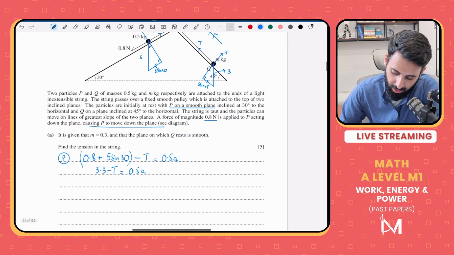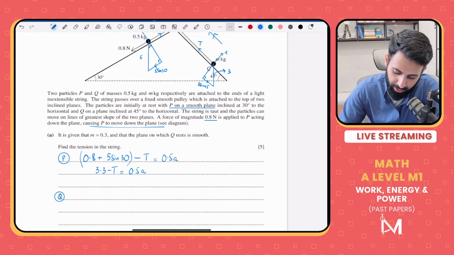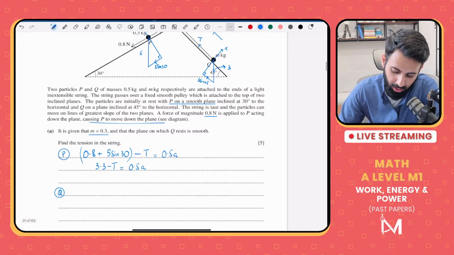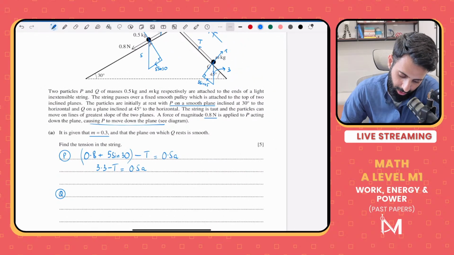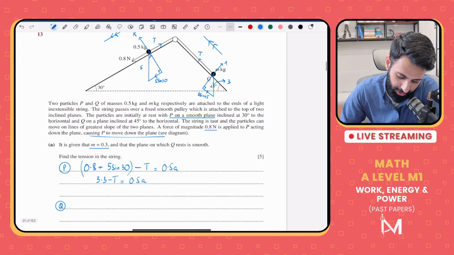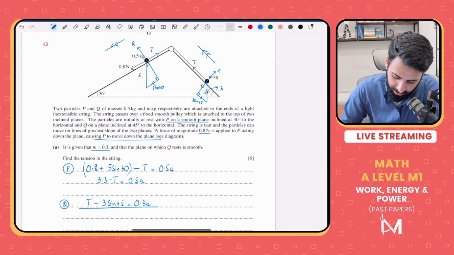Now, let's resolve forces from Q's perspective. Q has mass m, not 3. Better read the question, Akmal. For the first part, you're given that m is equal to 0.3. Now, let's resolve forces from Q's perspective. Q is moving up the plane, so for Q, tension is the forward force, and the force that's acting in the opposite direction is 3 sine 45. And what's that equal to? That's equal to 0.3a. Now, as we add the two, T gets eliminated.